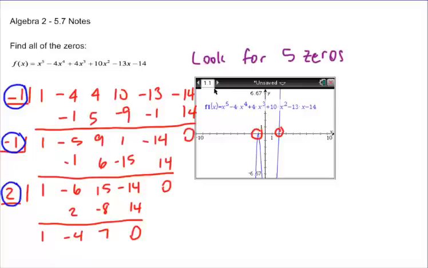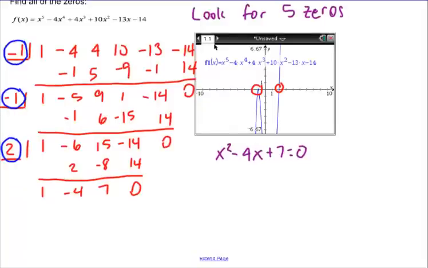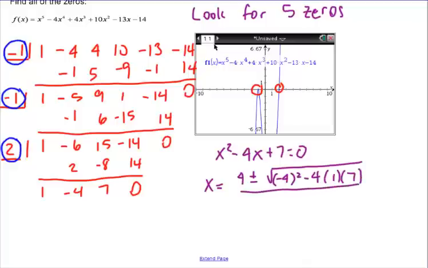And so now I've got x squared minus 4x plus 7 equals 0. This isn't going to factor, so we just use our quadratic formula. And x equals the opposite of b, plus or minus the square root of b squared minus 4ac all over 2a.